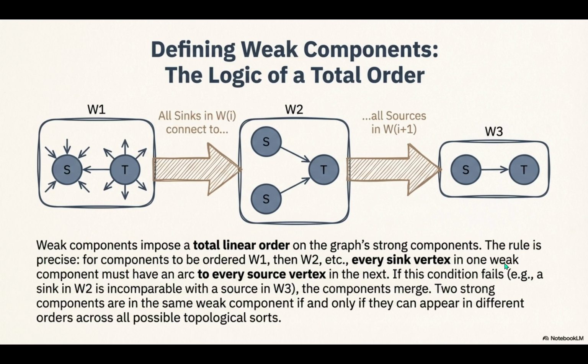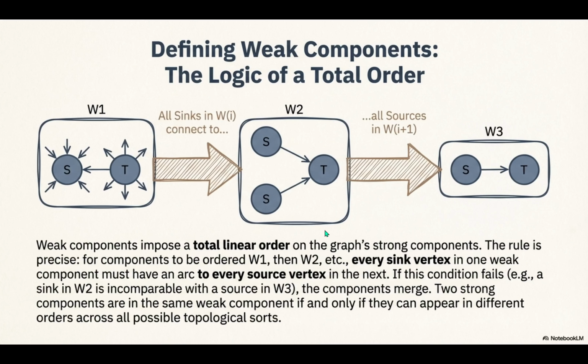But there has to be some kind of strict rule, a mathematical condition that says, yes, W1 can be strictly followed by W2, or no, these two have to be merged together. There is, and it's incredibly elegant. For component Wi to be strictly followed by Wi plus 1, the condition is this. Every sink vertex in Wi, a sink being a task that's a dead end with no further requirements inside its own group. Correct. Every one of those sinks must have an arc, a connection, to every source vertex in the next component, Wi plus 1. A source being a task that starts things off in the next group.